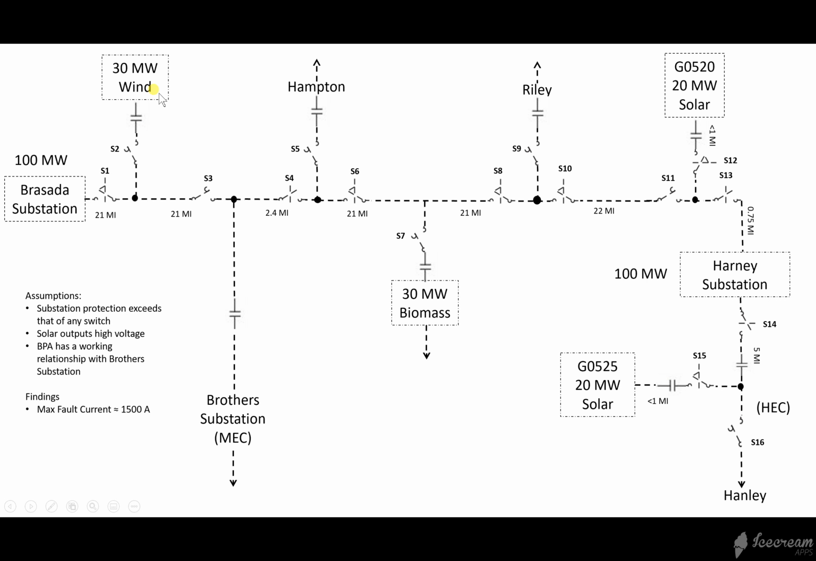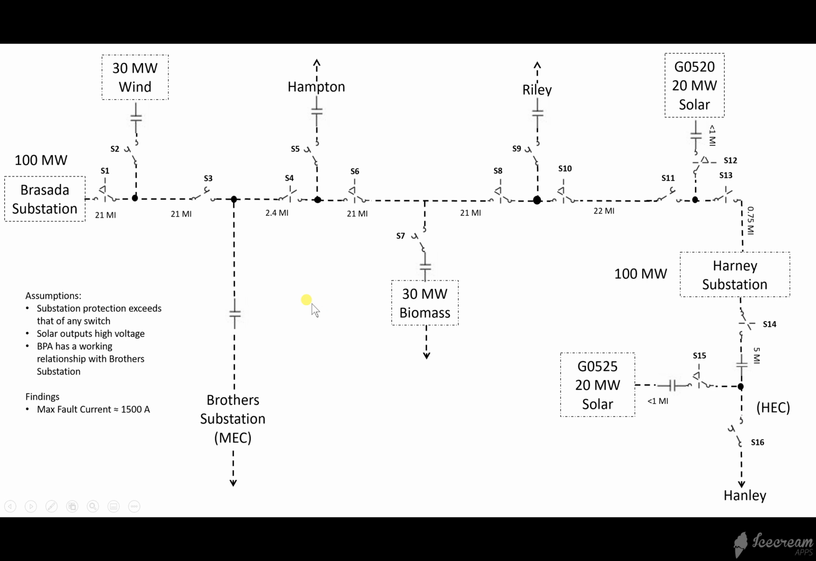So the loop switches at S2 and S7 are placed there in order to prevent any high current flowing from the 30 megawatt power generation plants from reaching the transmission line. S3 is a similar idea, but it also includes Brasada. If anything goes wrong with Brasada and the 30 megawatt wind plant, the S3 switch has been sized to prevent that from flowing into any of the loads.